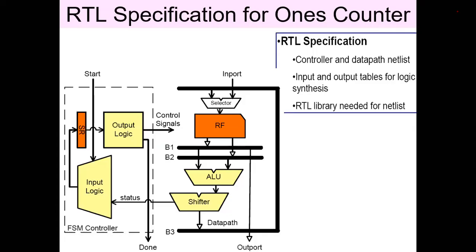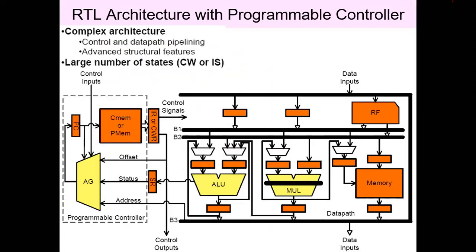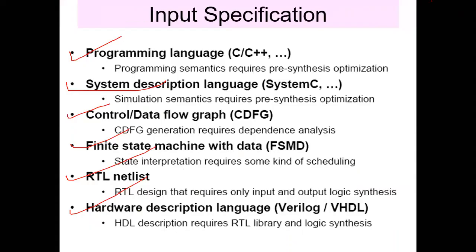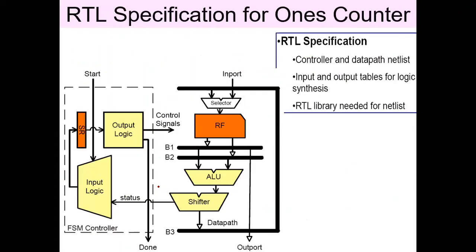RTL specification of the ones counter is also a part of input specification. In the first slide we have seen the RTL netlist based specification. Here we are specifying this RTL netlist based specification. This is also one way of input specification. Here we will have a data path part as well as a controller path.